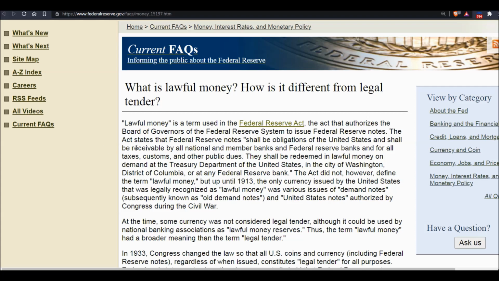It shall be receivable, meaning we are going to honor this within all our subsidiary entities that we've used as banking system. See this term, obligations of the United States? They shall be redeemed in lawful money on demand at the Treasury Department of the United States.